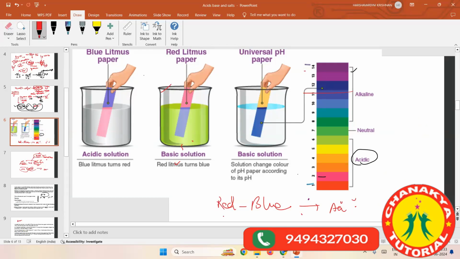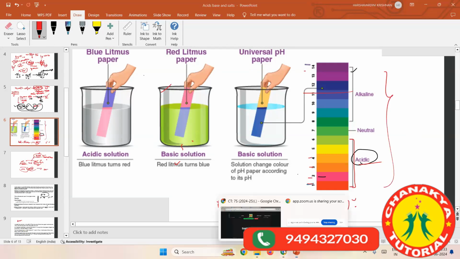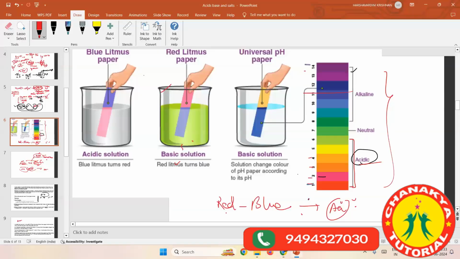So if it is red turning to blue, it is acidic. So you will find it based on the color. Actually, I cannot understand one point in this picture. If it is acidic, it turns the red litmus to blue color, right? So blue color means it is actually this case only, but here it is given as red.